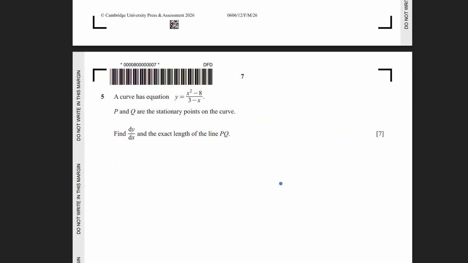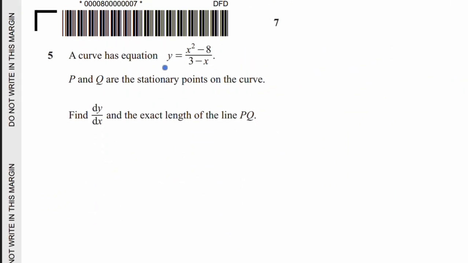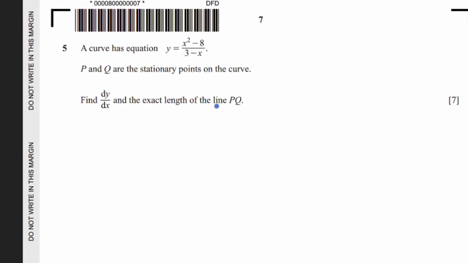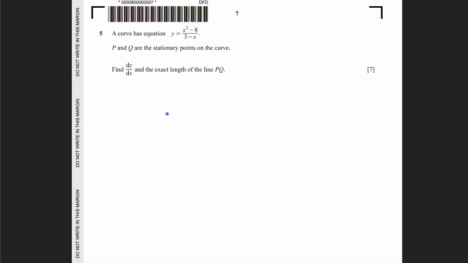Okay, next question. A curve is such that y is equal to this. P and Q are stationary points on the curve. Find dy/dx and the exact length of the line PQ. Okay, this is an interesting and a hard one. So, let's find dy/dx first.